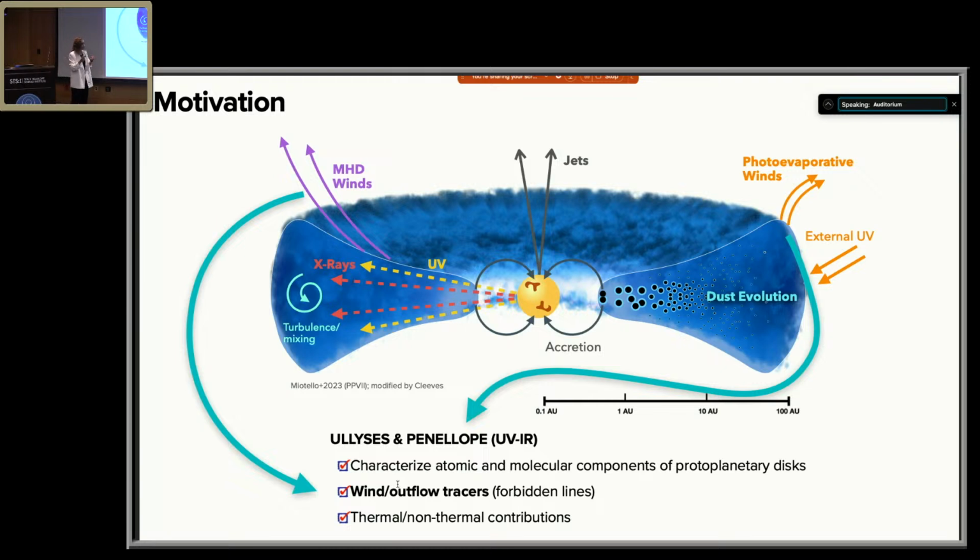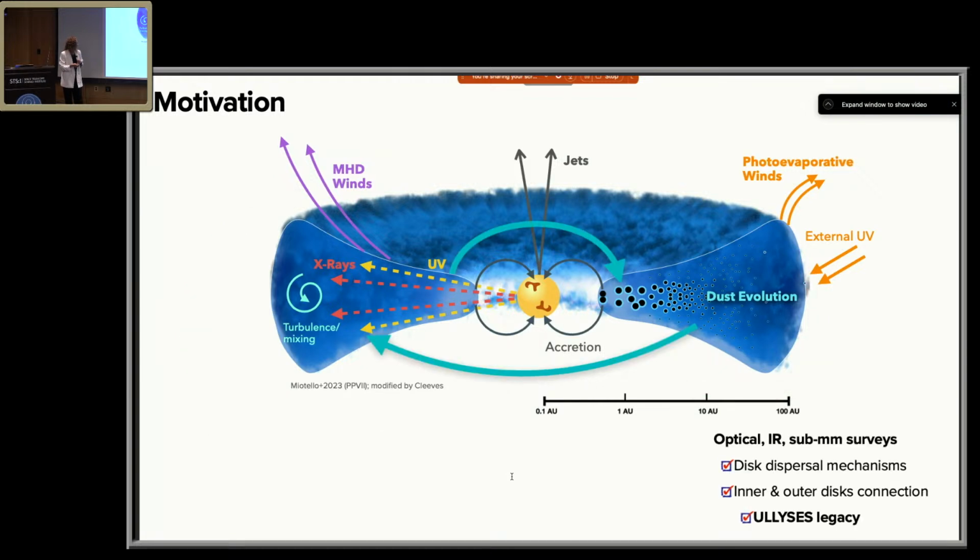So if we combine these two data sets, we can characterize not only the molecular component, but also the atomic component in the protoplanetary disk, and we can also have access to all these wind and outflow tracers from the forbidden lines. That is something I'm going to talk a lot about in this work. Going even further, we can go to longer wavelengths, to millimeter observations with ALMA, and start looking at the connections between the inner disk and the outer disk. And I think that's where the legacy of Ulysses is going to be really strong.